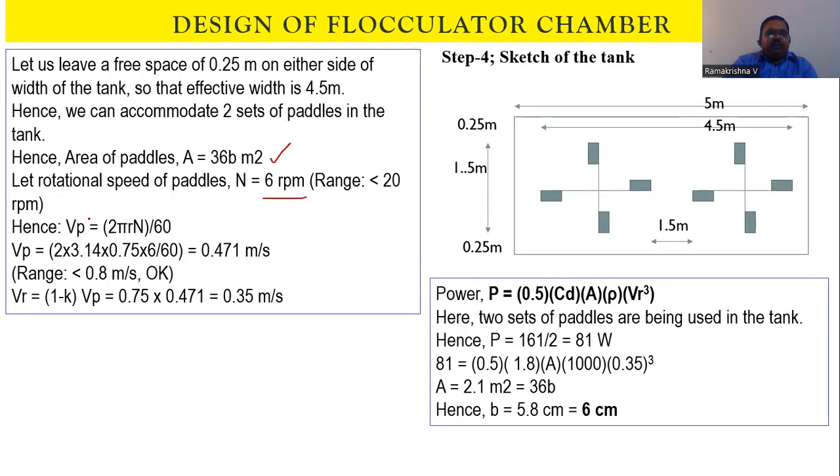So Vp, the velocity at the tip of the blades, is 2 pi r n by 60. N is equal to 6 rpm here, and what is the radius here? Radius is half of 1.5, 0.75. 2 pi into 0.75 into 6 by 60 is equal to 0.47 meters per second. It should be less than 0.8 meters per second as per the guidelines. That is all satisfied. The relative velocity is 75% of this, which is equal to 0.35 meters per second. That also we have calculated now.